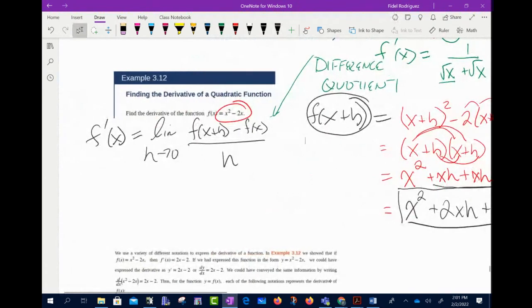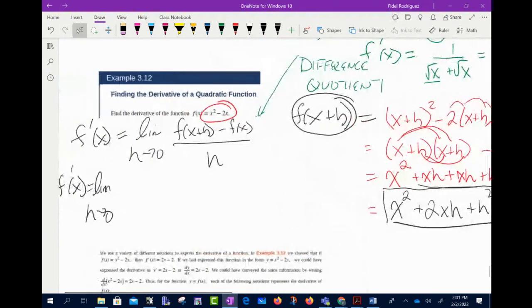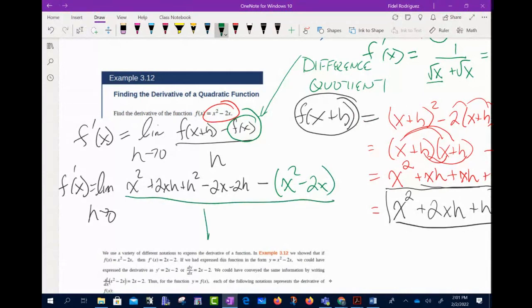So look what we're going to do. We're going to write it out. We're going to say f prime at x is equal to the limit as h approaches 0 of that whole thing, x squared plus 2xh plus h squared minus 2x minus 2h minus, we still got to subtract our original function, f of x. Yeah, and guys, I'm going to write that in parentheses because I am subtracting the entire piece, okay?